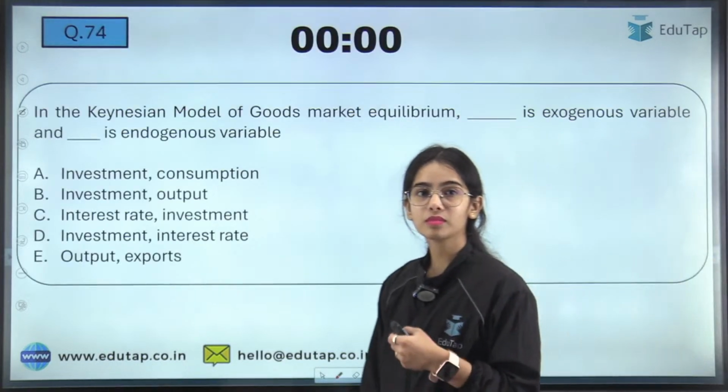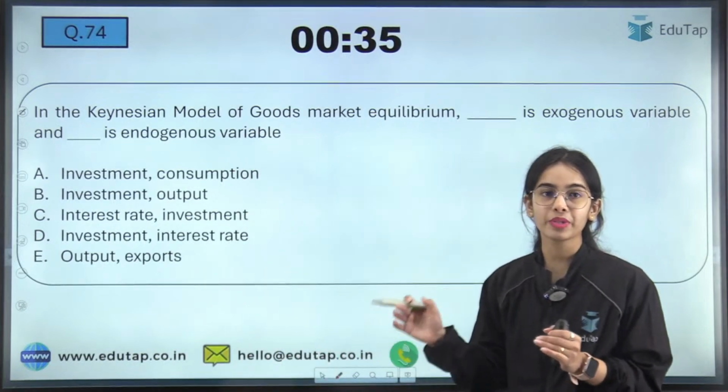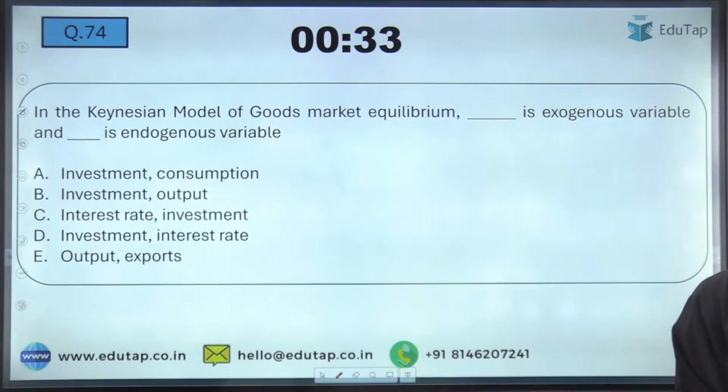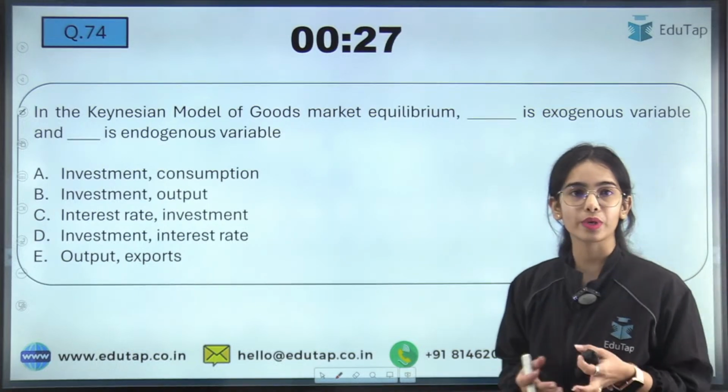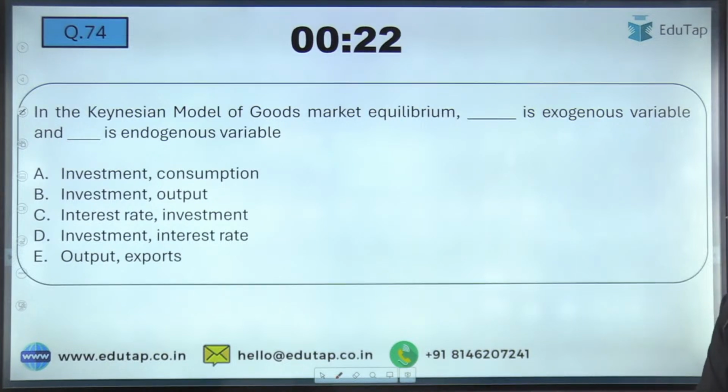Okay. Coming to the next question: in the Keynesian model of goods market equilibrium, dash is exogenous variable and dash is endogenous variable. So I will take only 30 more minutes. We just have 20 more questions. Then this is done. Okay. So be attentive and try to give the right answer to the question.